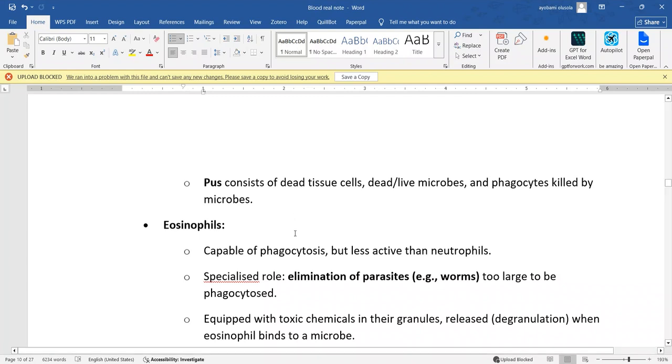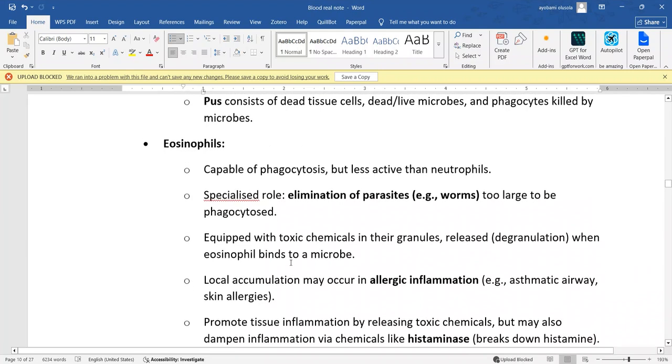Now let's go to eosinophil. Eosinophils are capable of phagocytosis, just like the neutrophil, but they are less active than the neutrophils. They are for elimination of parasites like worms. We have said neutrophils attack bacteria, so when your white blood cells are high and they do a differential and realize that your neutrophils are high, it is an indication of probably a bacterial infection. When your eosinophils are high, it may also be an indication that maybe you have too many parasites in your body.